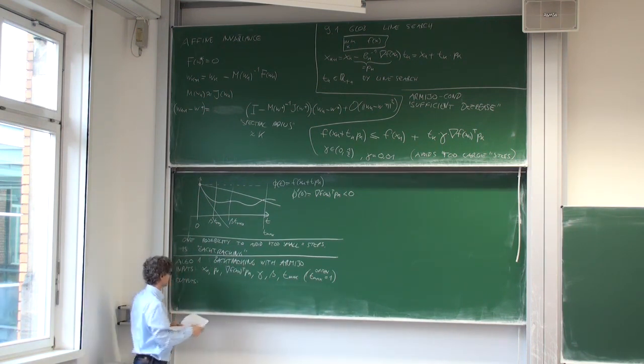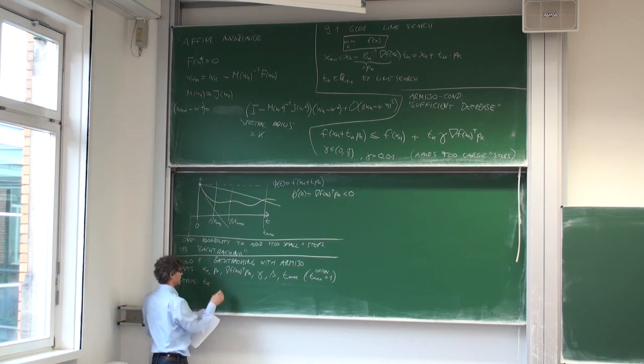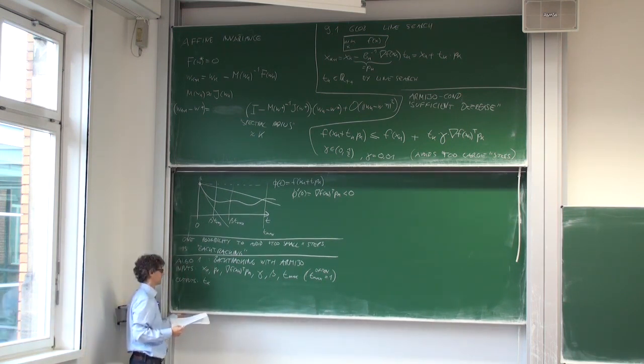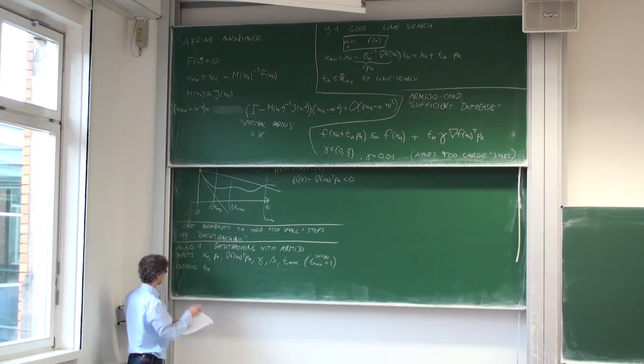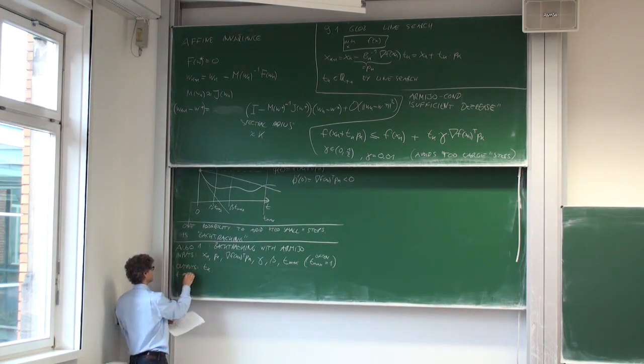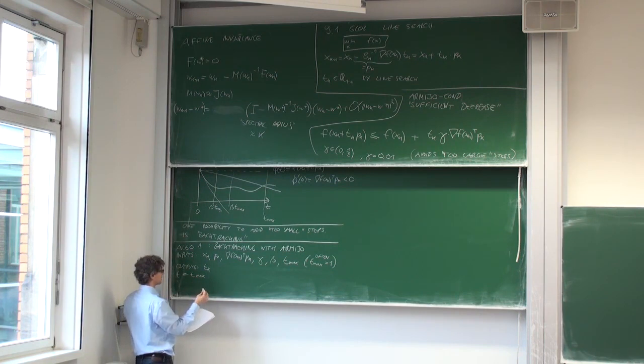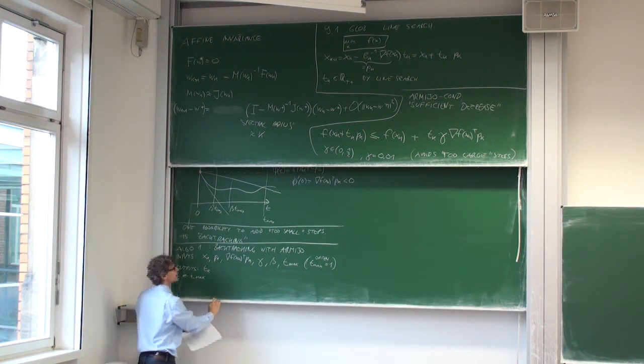Okay, so the output will be Tk, the best step length. And how do you proceed? You just say your value of t is initialized with Tmax, so you give Tmax. Then you actually reduce, and this is now, I think I continue here.